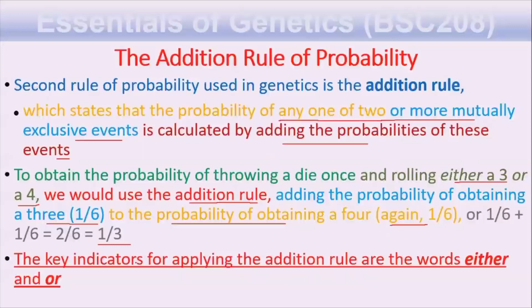Keep in mind that the key indicator for applying the addition rule are the words either or. So these words either or will represent that these events are mutually exclusive and they are not independent events. They are not dependent on one another. So if this type of thing is happening, then we will use the addition rule. But if the events are independently happening and we want their collective probability, then multiplication rule of probability will be used.